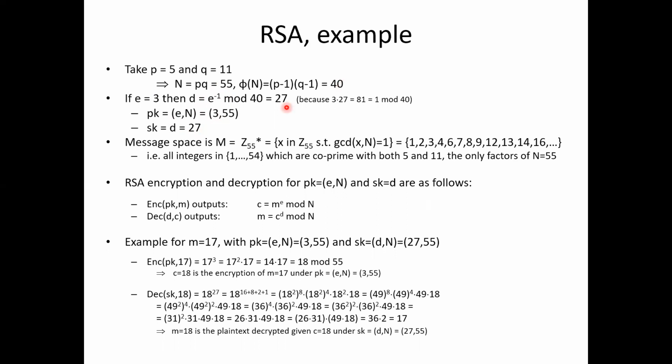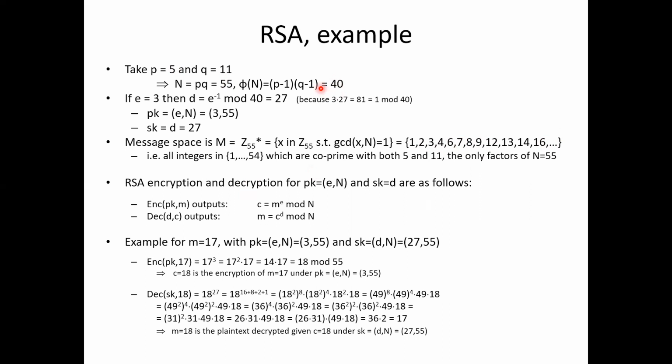The message space is all integers here which are coprime with 55. So we enumerate the integers, but we kick out multiples of 5, and so there's no 10. Also kick out multiples of 11, right? We have to kick out all multiples of factors of 55, so multiples of 5 and multiples of 11. How many of these integers are there? 40.